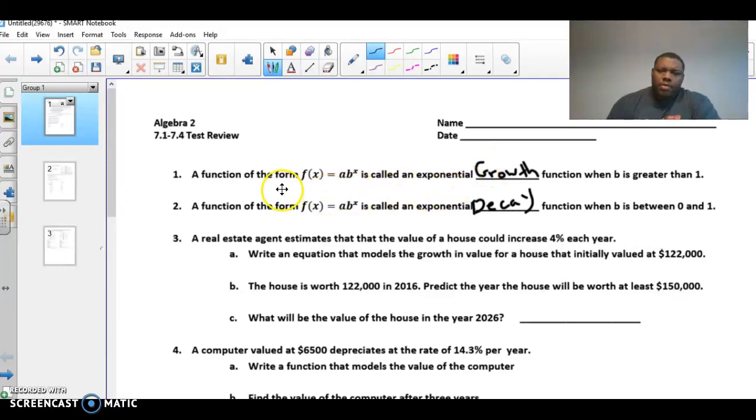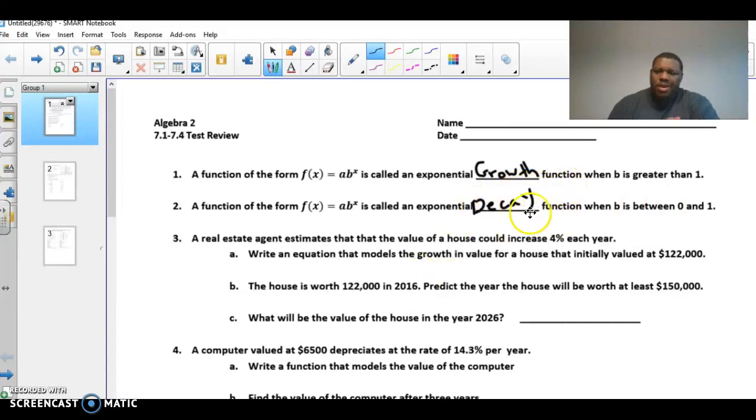A function of the form f of x equals a times b to the power of x is called exponential growth because b is greater than 1. Anytime your b is greater than 1, it's a growth. Anytime your b is between 0 and 1, this is a decay.